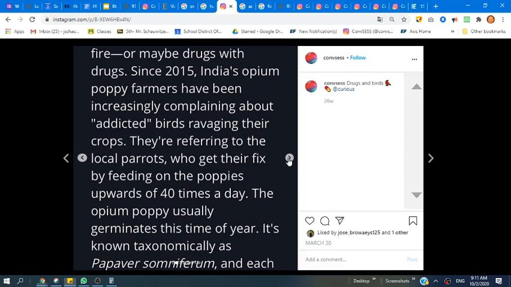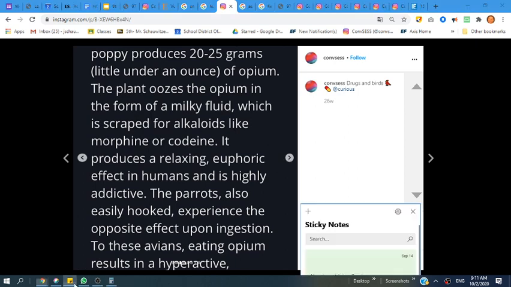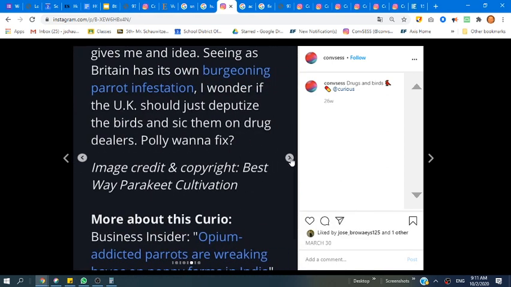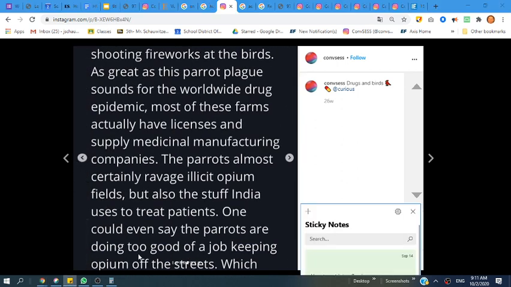Well, they are consuming these drugs, right? So that the people are not being as hooked, right? They're ingesting the seeds and they're ingesting the poppies, up to 20 to 25 grams of that opium, so that maybe either helps or hurts the industry, right? Kind of does both, I think. Let's continue reading to figure out what's going on. Okay. So people are actually shooting fireworks at these birds to try to get them away from their crops.